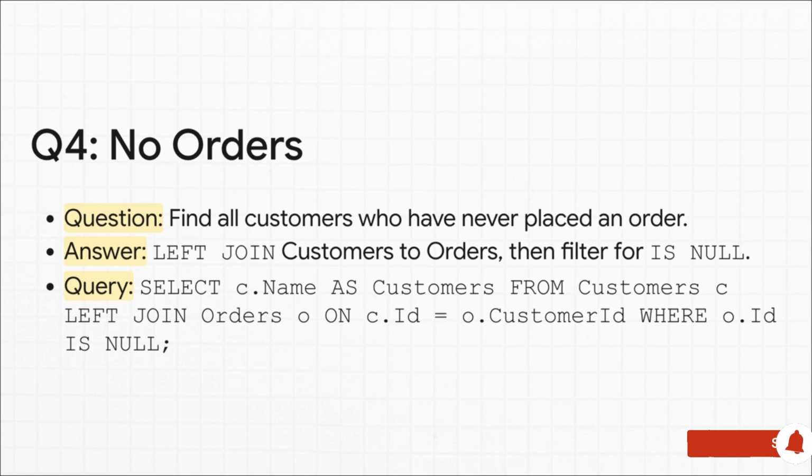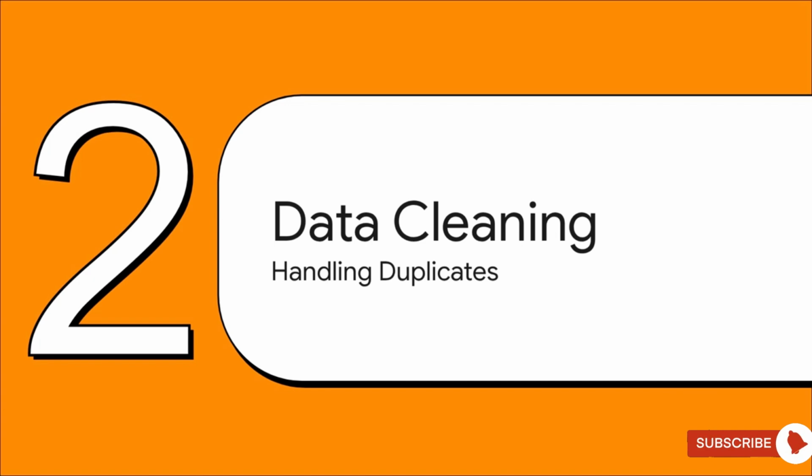The key is that this keeps every customer in the results, whether they have an order or not. And then, here's the magic part. You add a where clause at the end that says where orders.id is null. That single line filters out everyone who did have an order, leaving you with exactly the list you want. Awesome. Those join patterns are so important.